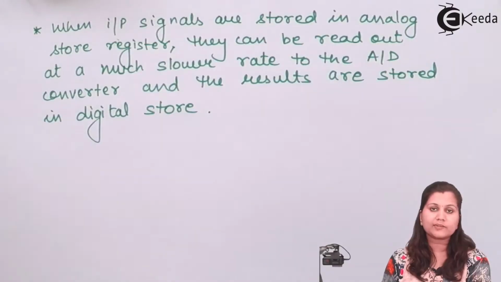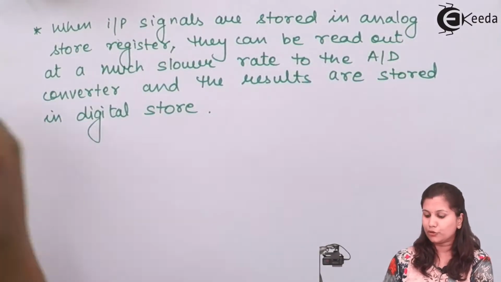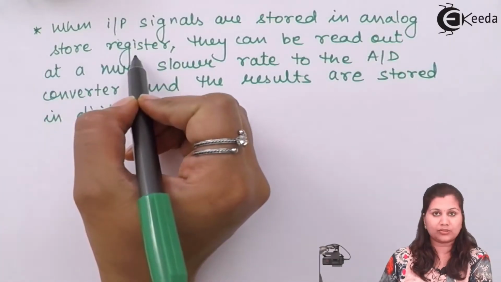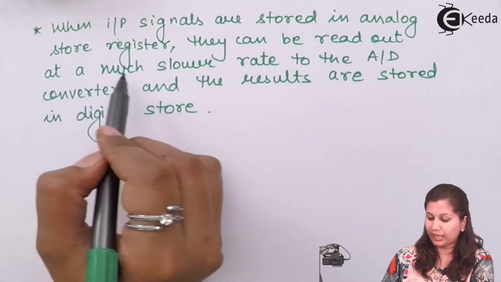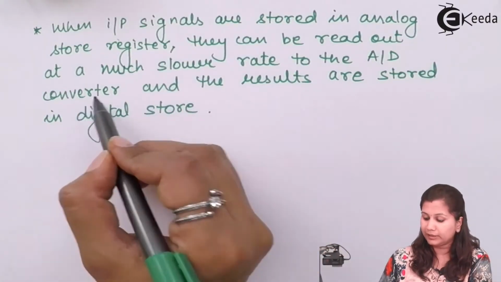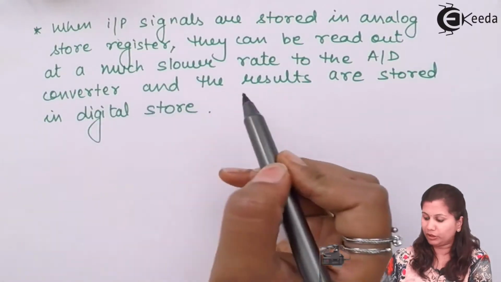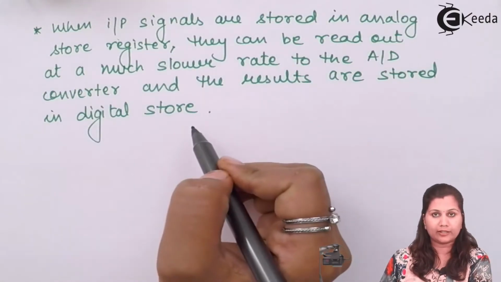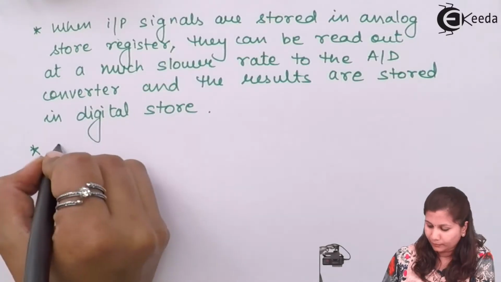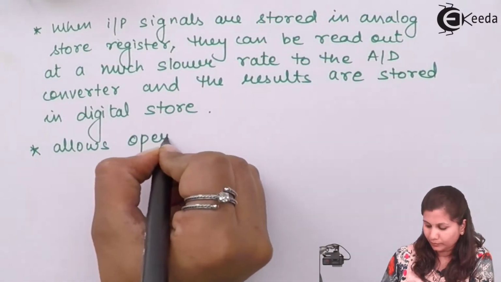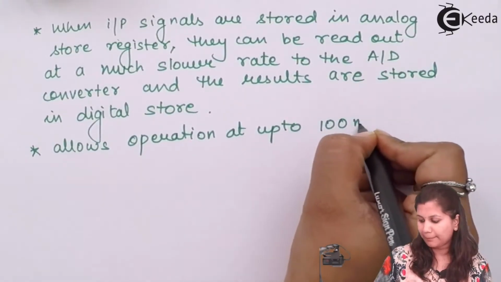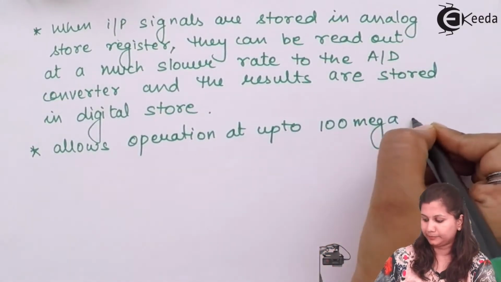So the input signal is first amplified, then stored in analog store registers. Due to the storage in these registers, they can be read out at a much slower rate by the A to D converter. Then the digital output of the A to D converter is stored in the digital store. So it is going to allow 100 mega samples per second.